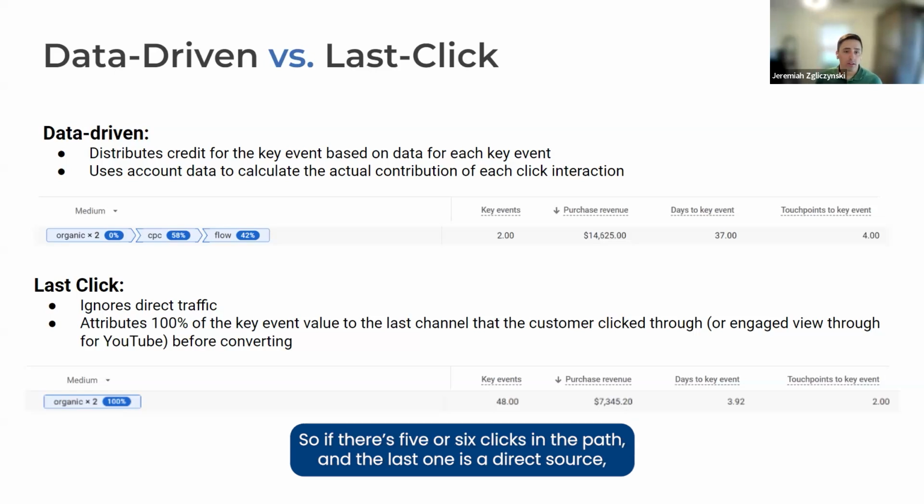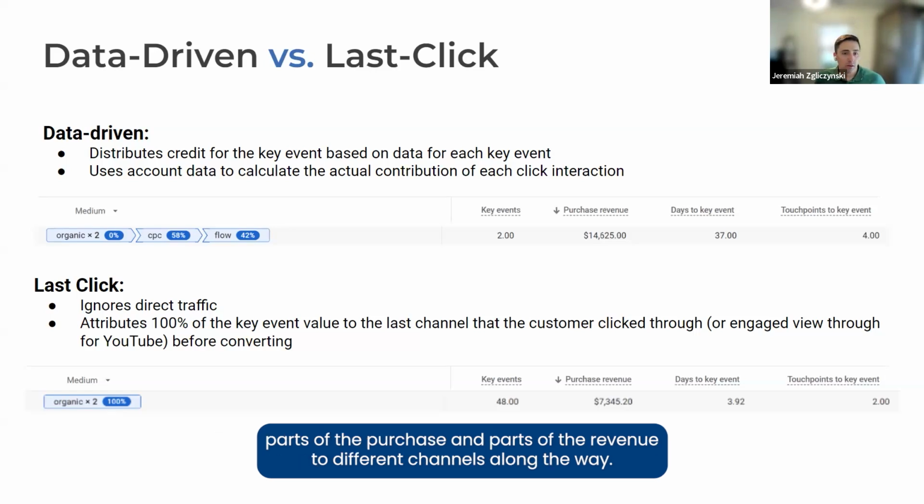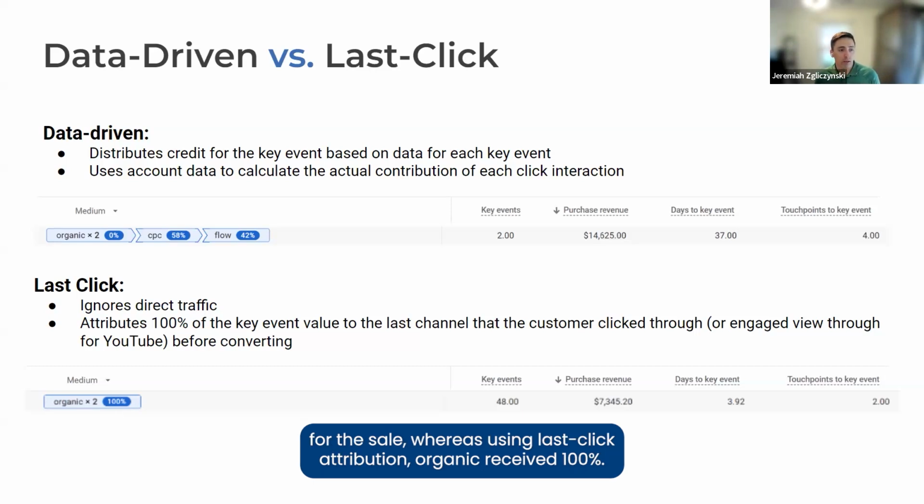So if there's 5 or 6 clicks in the path and the last one is a direct source, it'll default to the previous one, whether that's organic, email, paid search, etc. Additionally, the main differences between these two are that data-driven will distribute parts of the purchase and parts of the revenue to different channels along the way. So in this first example, you'll see CPC and the email flow both receive partial credit for the sale, whereas using last click attribution, organic received 100%.